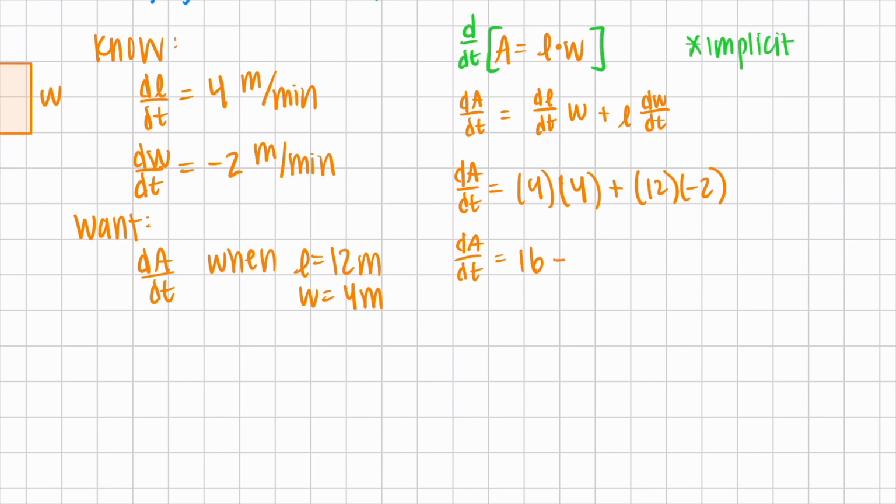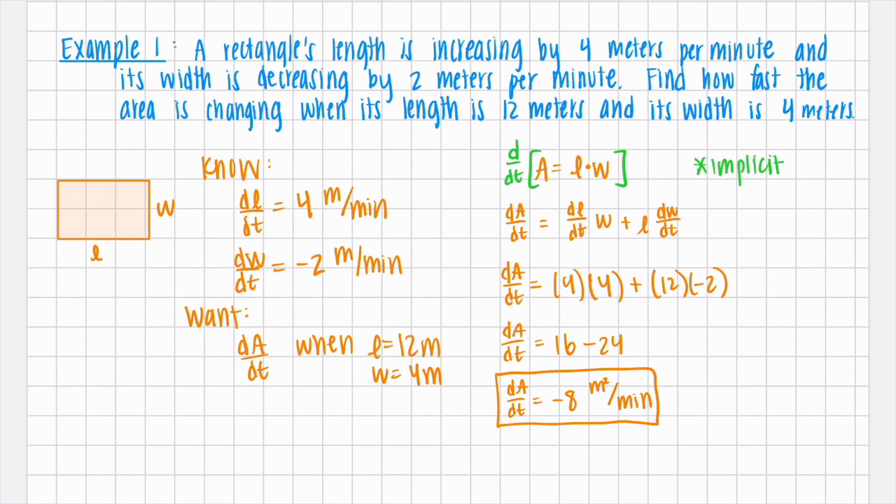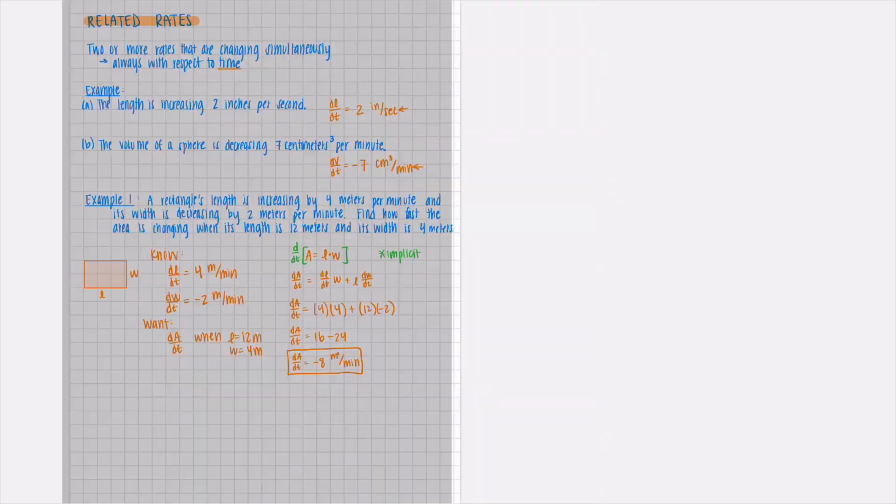So I have 16 minus 24, which is -8. Don't forget your units. We're talking about an area, so that's going to be meters squared per minute. And that is this first example. We've got a few more.